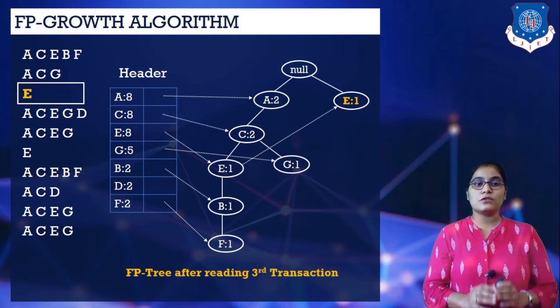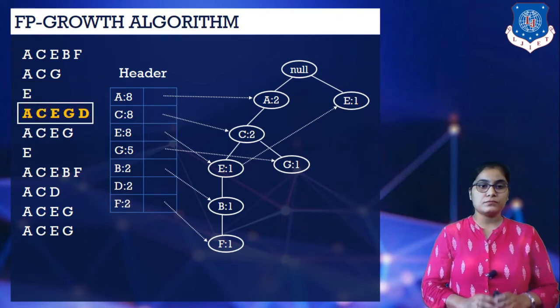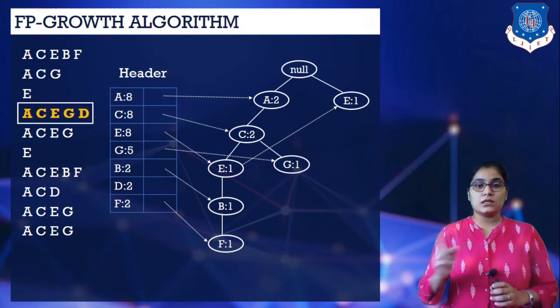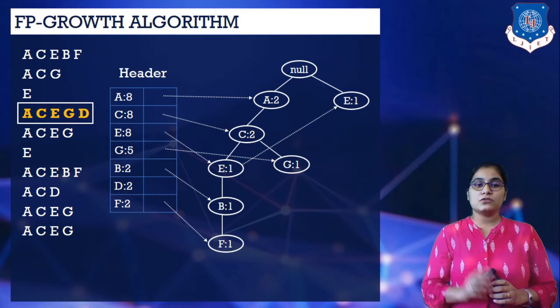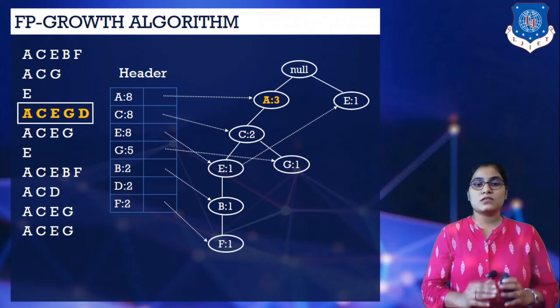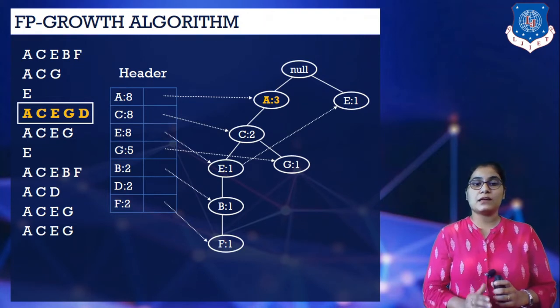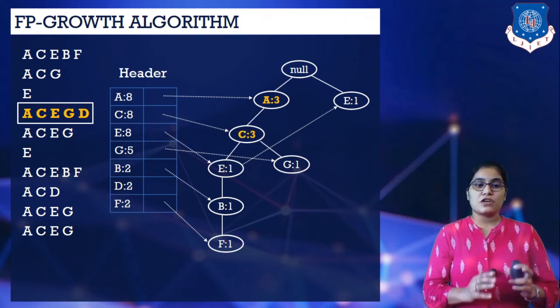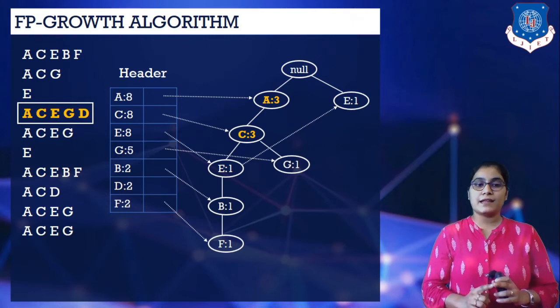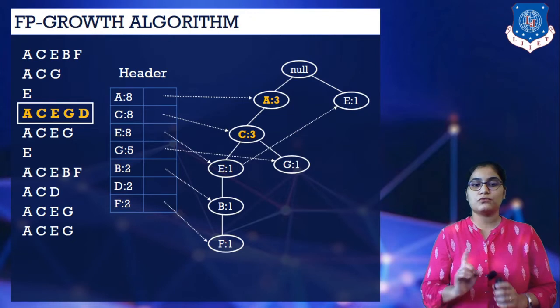So let's move forward to the next transaction. Check from the null node. Do we have a direct link to node A? Yes, we do have a direct link of node A to null, and that is why we just increment the count. Now check for node C. We have a direct link of C to A, and that is why we increment the count of node C. Now check for node E. We have a direct link of E to C, and that's why we just increment the count of node E.